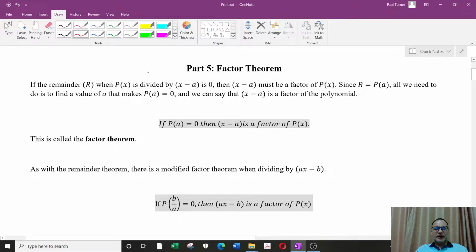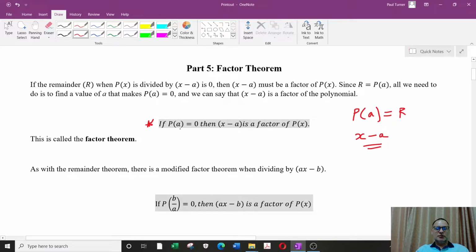Welcome back. This is part 5. It's on the factor theorem. Now, we already covered the remainder theorem, and we found that P(a) is equal to r, the remainder, when you're dividing by the divisor x minus a. If you know and understand the remainder theorem, you can do the factor theorem because it's essentially the same thing. So this is our remainder factor theorem here.